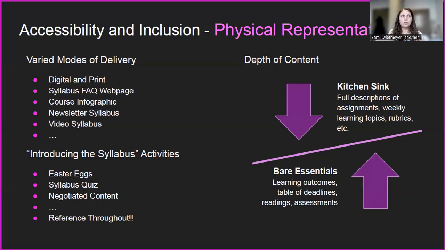So another consideration we have in terms of physical representation of the syllabus is the depth of the content. Are we going whole kitchen sink, full descriptions of all assignments, weekly learning topics, all rubrics embedded in the syllabus? I use rubrics. Notice they're not in my syllabi, right? So really the entire course is in a single, you could just give the students a book and they've got the course. Or is it bare essentials? Are you focusing on those learning outcomes, the table of deadlines, the readings they are required to read, and assessments? Right? So you need to find that balance in the depth of the representation, because obviously really thick syllabi are going to deter students from reading through them, but they can be more helpful in terms of everything was handed to the students on day one, and you can consistently reference it throughout the course.